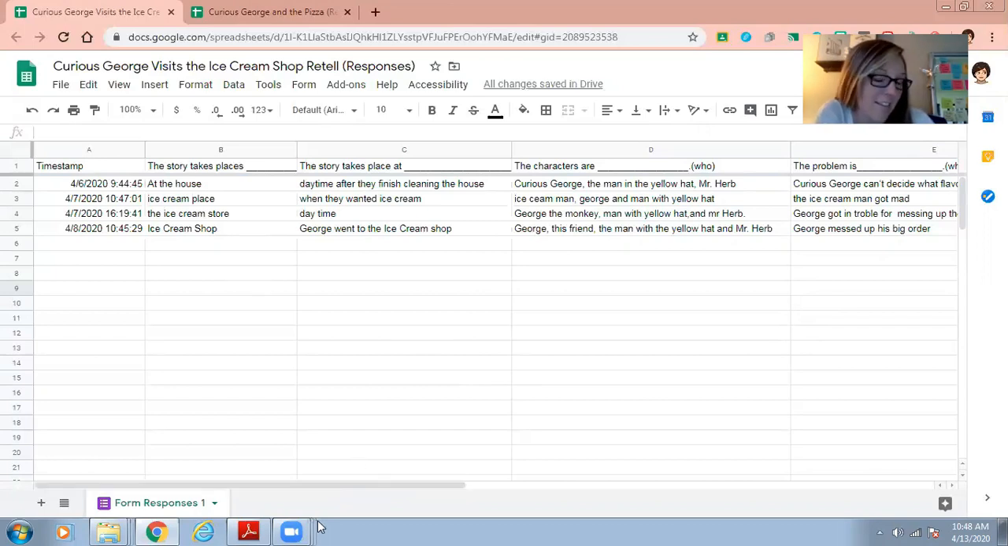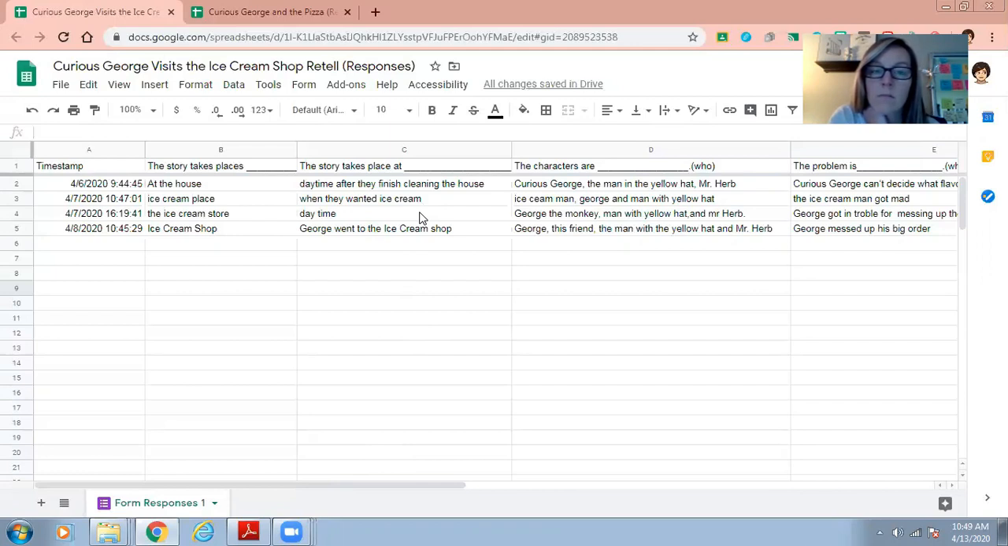So what I noticed on the ones where they missed, it was mainly on the setting. Either they didn't name the 2 different places that the story took place in, because in this story it started off at the house and then it went to the ice cream shop. So some of them did not mention both of those settings.